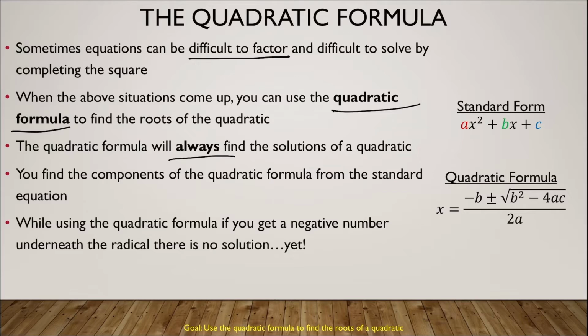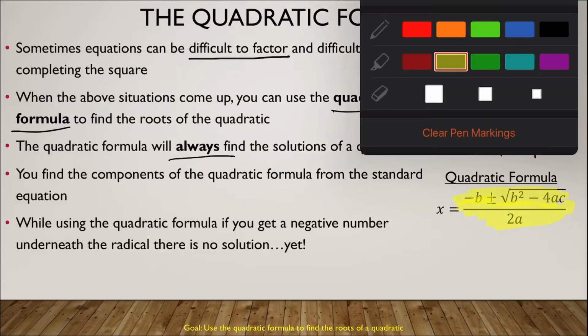To find the components of the quadratic formula, you start from the standard equation. So I have my standard equation here. Notice I have my a, my b, and my c, and that's where they get plugged into the quadratic formula. The formula is negative b plus or minus the square root of b squared minus 4ac, all over 2a.